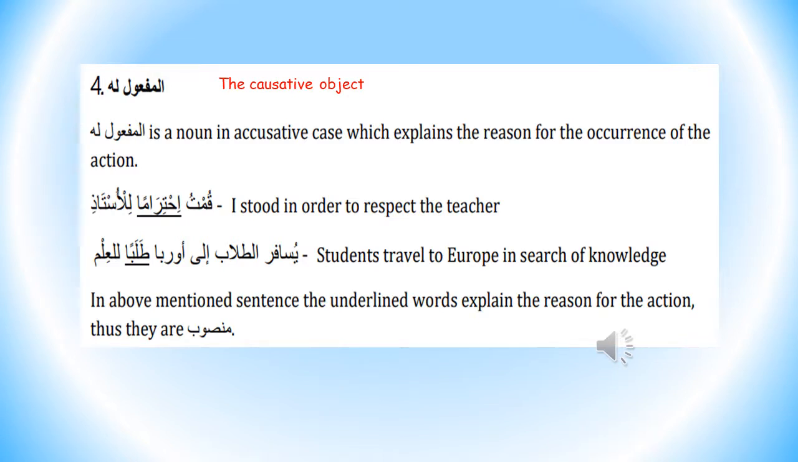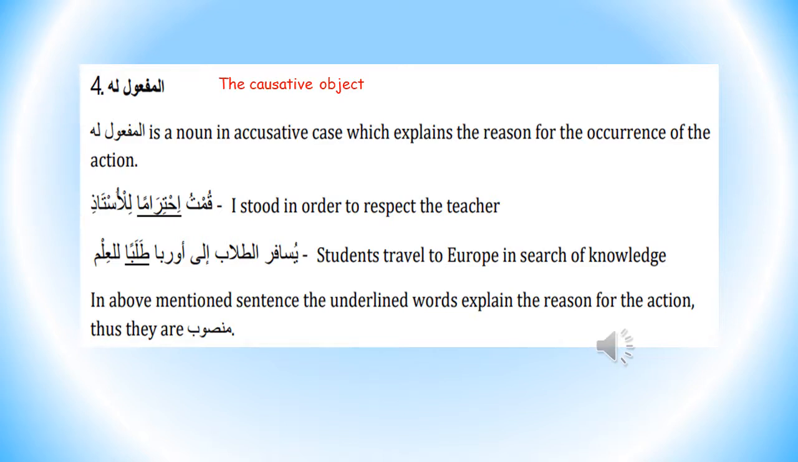For example, qumtu ihtiraman lil ustad. Qumtu means I stood. I stood for what? The reason is ihtiraman, to respect. So this object ihtiraman is a reason. I stood for respect, in order to respect the teacher.